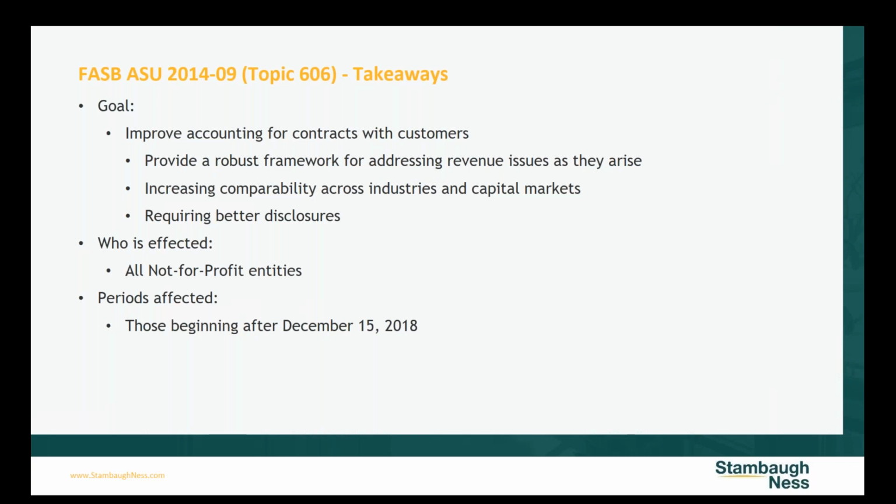Who's affected? All not-for-profit entities are affected, and the periods affected are those beginning after December 15th, 2018. So essentially, if you're a December 31 year end, your December 31, 2019, so we're getting ready to start our 2019 year here, this is the first year that this becomes applicable to you. So your January 1 through December 31, 2019 statements, or if you're a June 30 fiscal year end, you get a little bit of extra time. So your June 30, 2020 year end, or your beginning year, July 1, 2019, is the first year that this would become applicable for your organization.